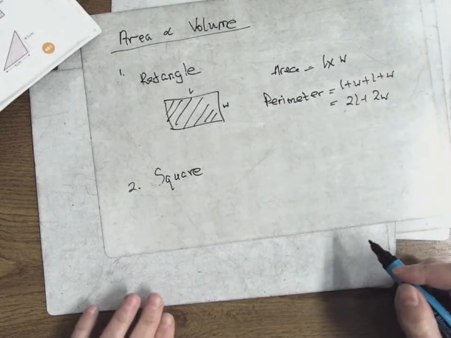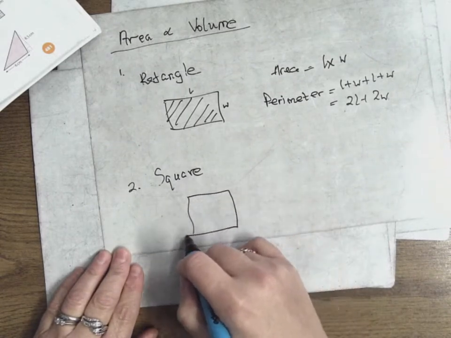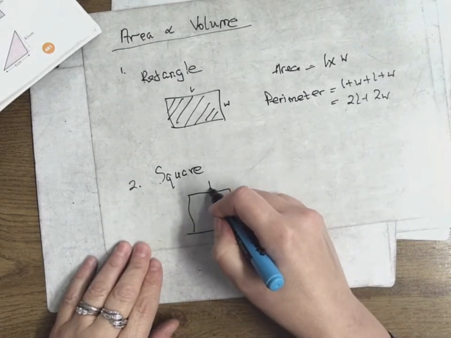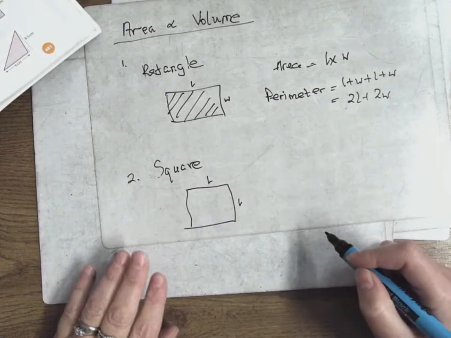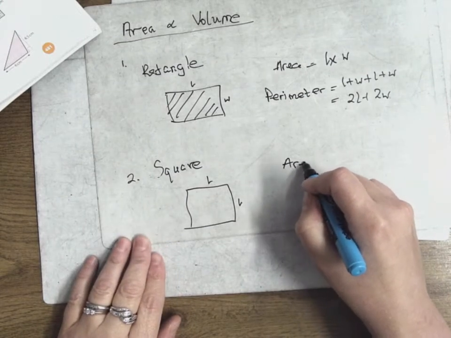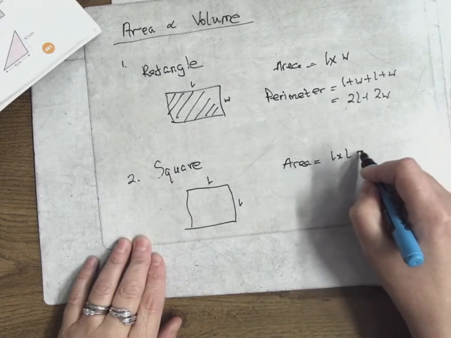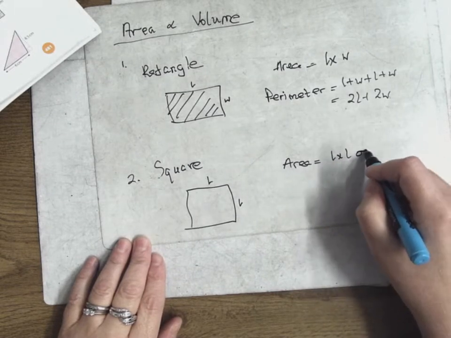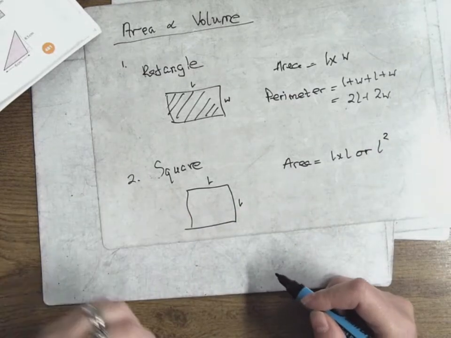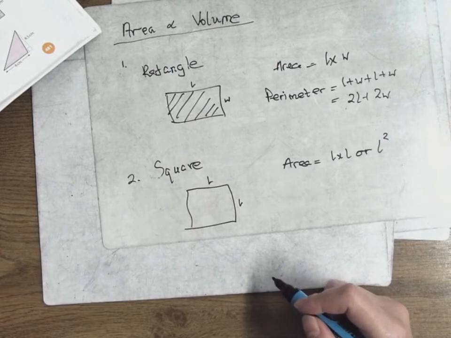Yeah? Okay? You all know what a square is. With a square, all the sides are equal, so there's no length or width anymore. It's just length and length, because they're all the same. Is that alright? So the area of a square is length by length, or L squared. So it's 1 length squared. So 5 squared is 25. 4 by 4 is 4 squared. 3 by 3 is 3 squared, etc.